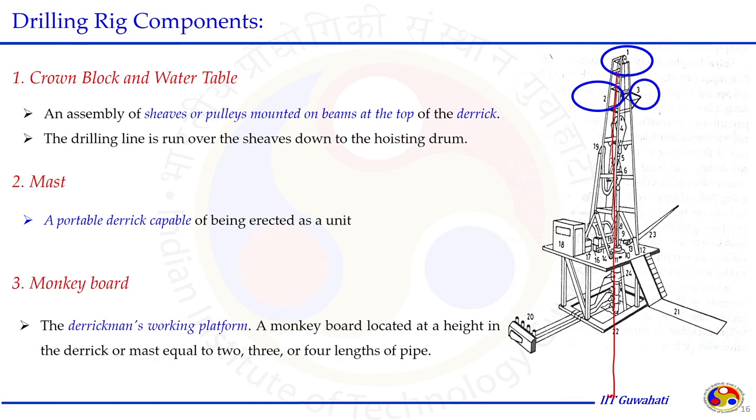Monkey board, this is the derrick man's working platform. Number three here, a monkey board located at a height in the derrick almost equal to 2, 3, or 4 lengths of the pipe. So the length of the pipe determines the position of this monkey board. It could be at different locations, and in general it is at 2 times the length of the pipe, 3 times, or 4 times.